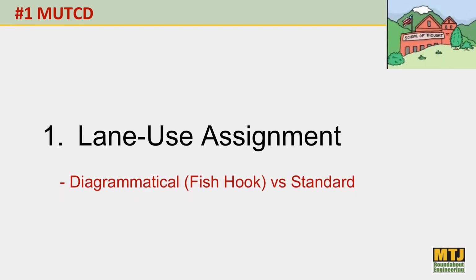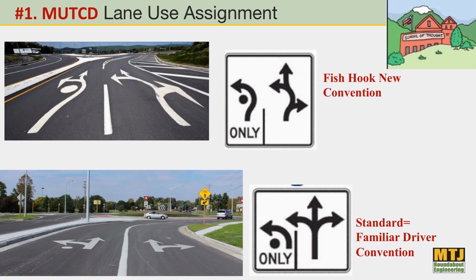So number one, lane use assignment. So there's different schools of thought. You can see my little icon there in the corner. There's the fishhook. So someone wrote a white paper many years ago, and we were concerned about wrong way lefts. And the diagrammatical or fishhook signage and markings was born. It's not based on any research or science per se. It just seemed to make sense. And in plan view, it does seem to make some sense. And a lot of people liked it. I always joke that I always thought it sends the right chemical drip to the engineer's brain that makes you feel good.